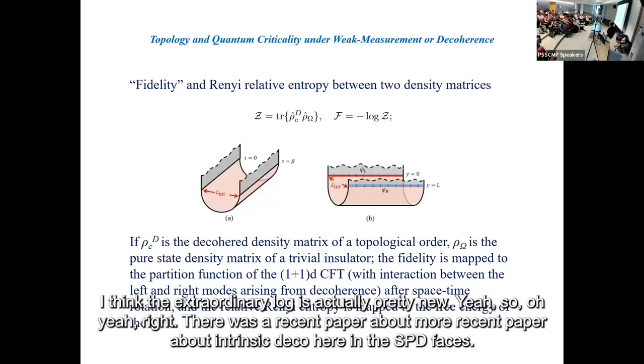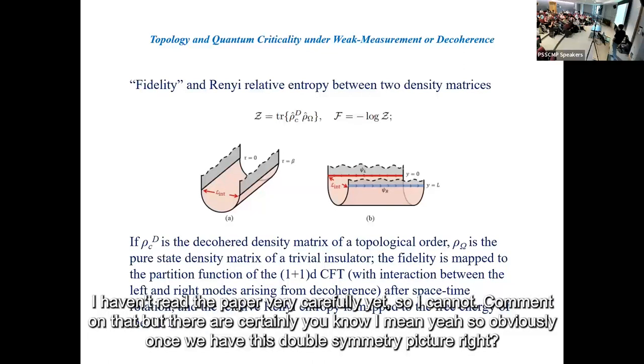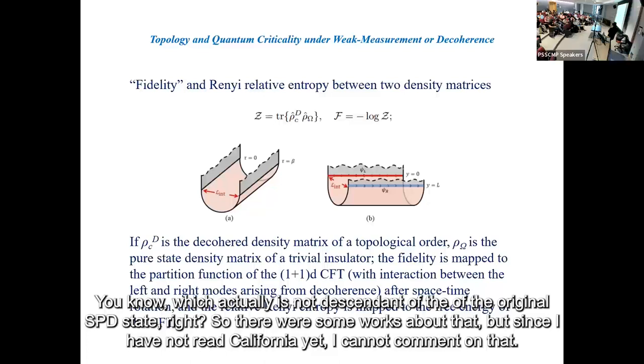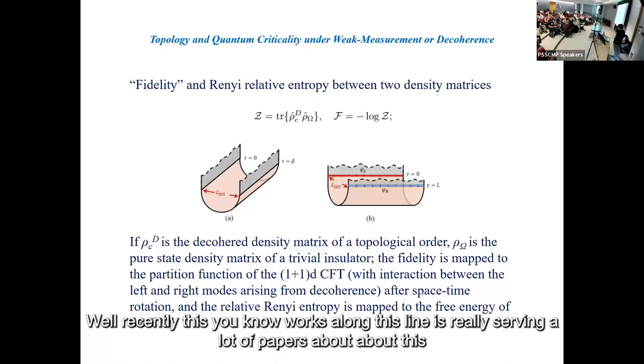Say again. Sorry, I guess I meant new SPT phases. Oh yeah, right. There was a more recent paper about intrinsic decohered SPT phases. I haven't read the paper very carefully yet, so I cannot comment on that. But obviously, once we have this double symmetry picture, a very natural question, as was asked before, is whether we can think about systems with new anomalies which are not descendants of the original SPT state. There were some works about that, but since I have not read them carefully yet, I cannot comment on that. There have been recent works along this line.